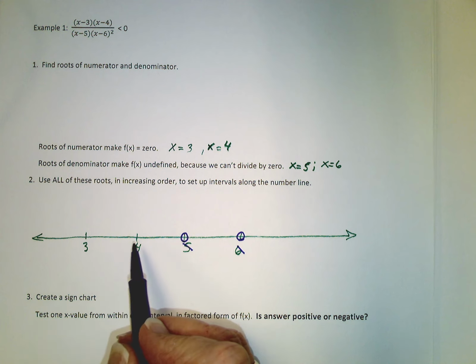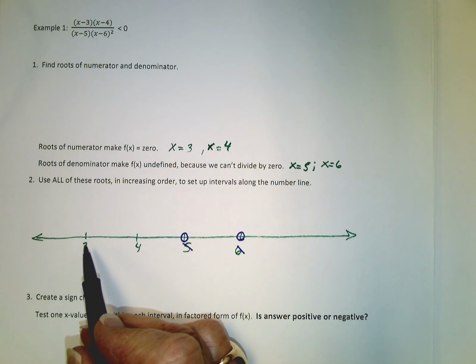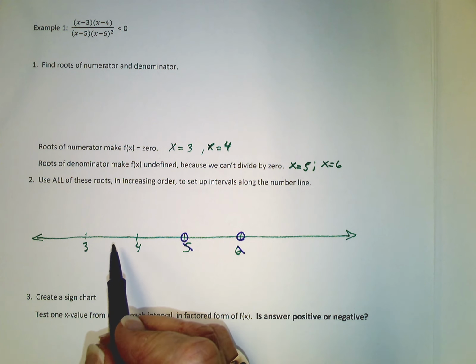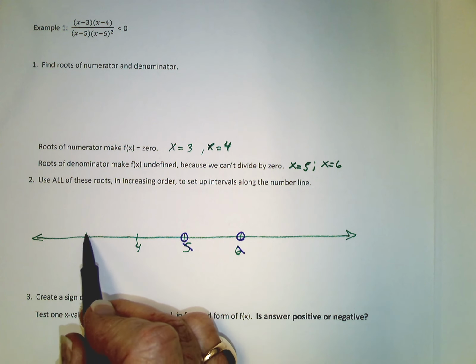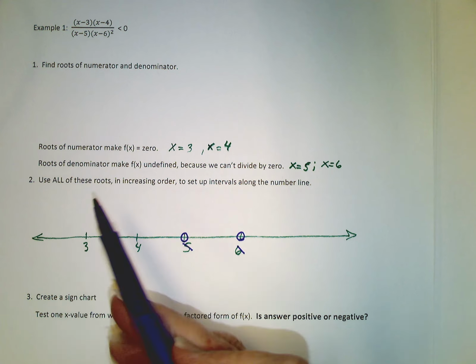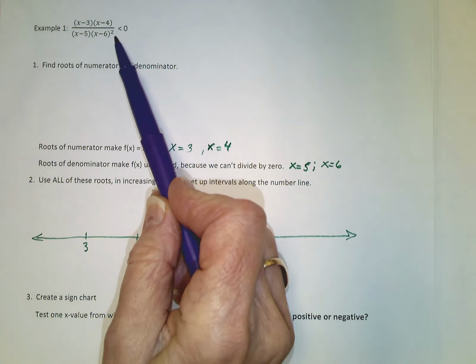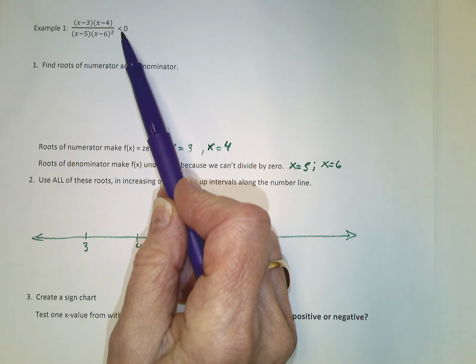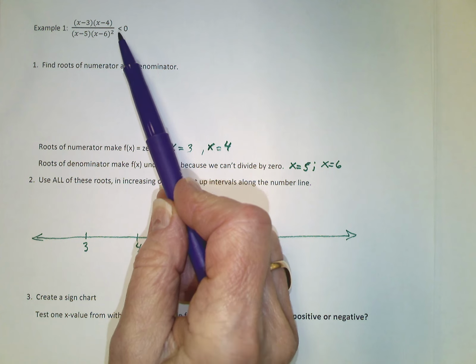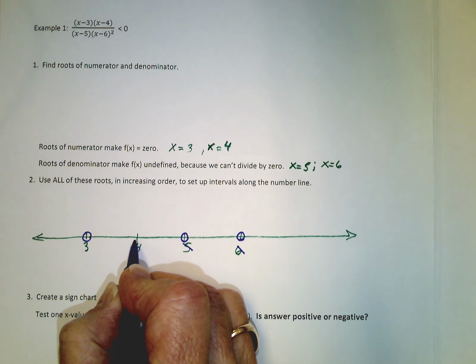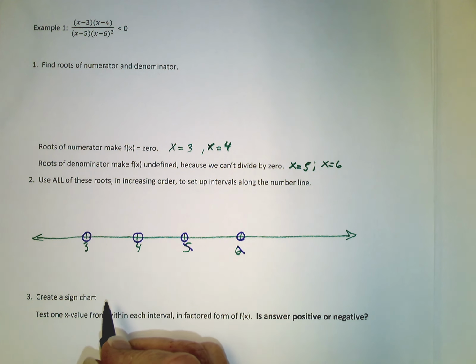About the 3 and the 4. Now they're not going to make the denominator be 0. But should we include them? Should there be a solid dot at 3 or an open dot at 3? Well, if we go back to the original problem, it doesn't have an equal sign here. It just says less than 0. So because it's just plain old less than, we will not be including the 3, nor will we be including the 4.